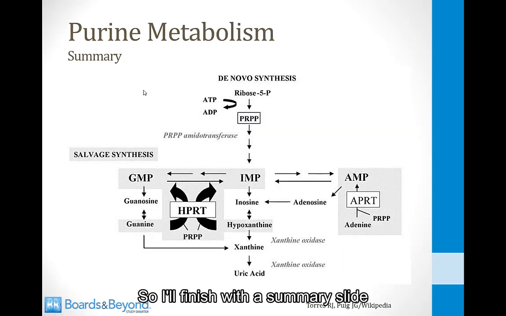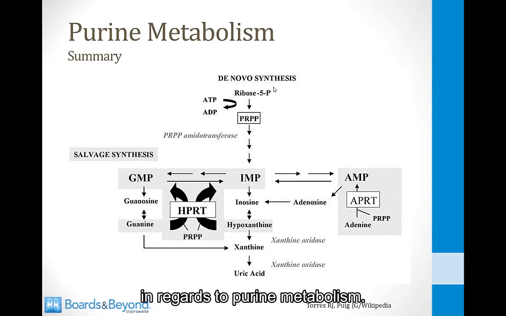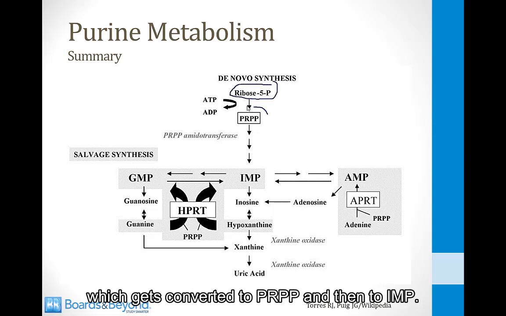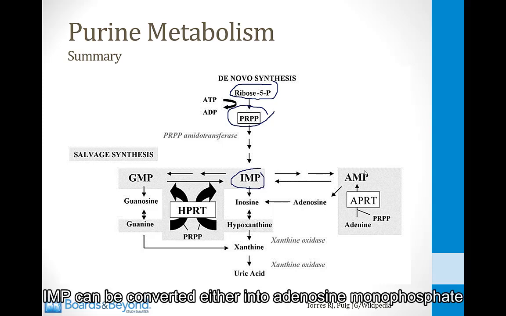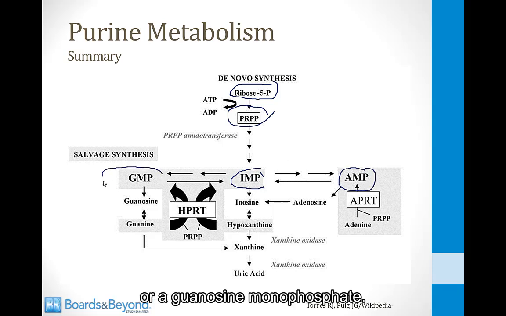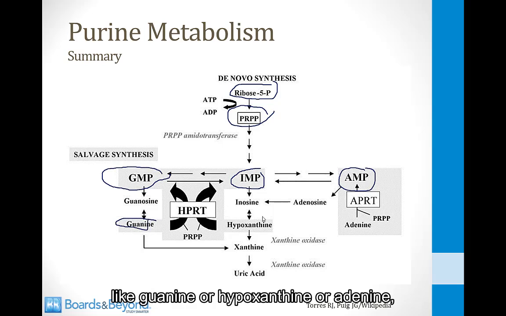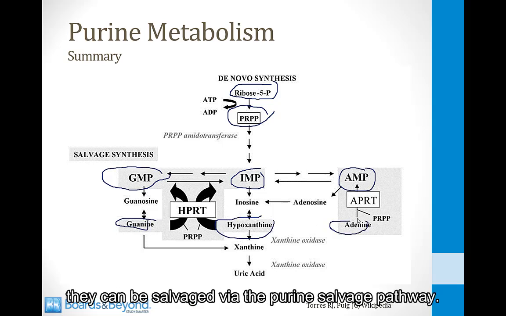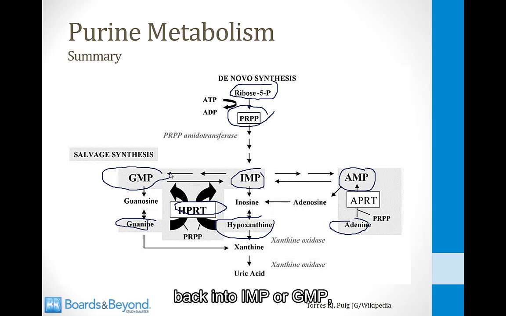So I'll finish with a summary slide to try to tie together everything we've talked about in regards to purine metabolism. De novo synthesis begins with the ribose 5-phosphate molecule, which gets converted to PRPP and then to IMP. IMP can be converted either into adenosine monophosphate or guanosine monophosphate. When you have free purines floating around like guanine or hypoxanthine or adenine, they can be salvaged via the purine salvage pathway. HGPRT can convert guanine or hypoxanthine back into IMP or GMP.